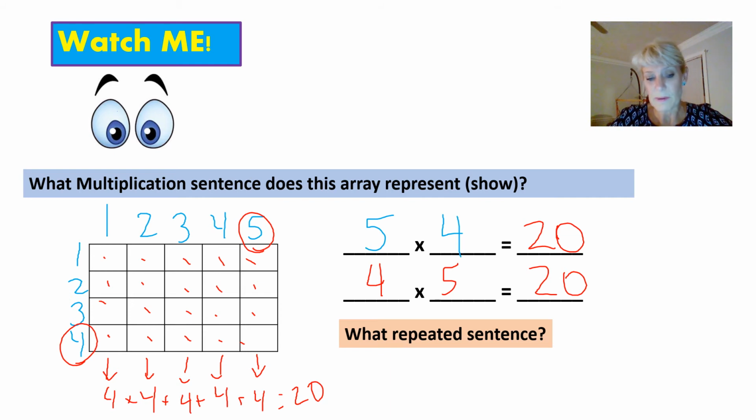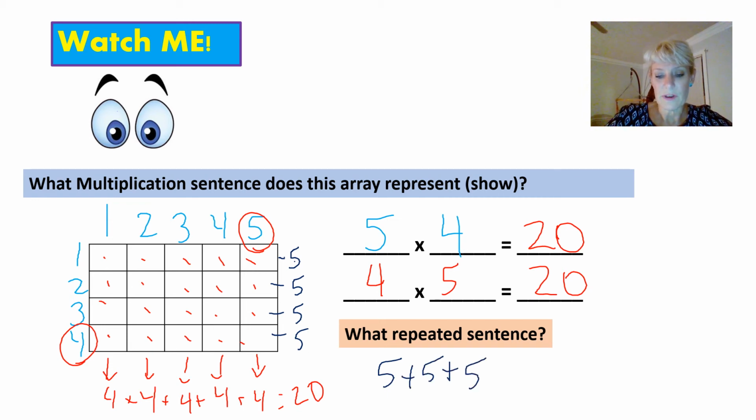Now, the cool thing about this is I could go the other way, and I could say, well, you know what? Let's get a different color first. I could say this is 5 this way, this is 5 this way, this is 5 this way, and this is 5 this way. So I actually could say 5 plus 5 plus 5 plus 5 is 20 also, because that means that I'm going to have 4 groups of 5.